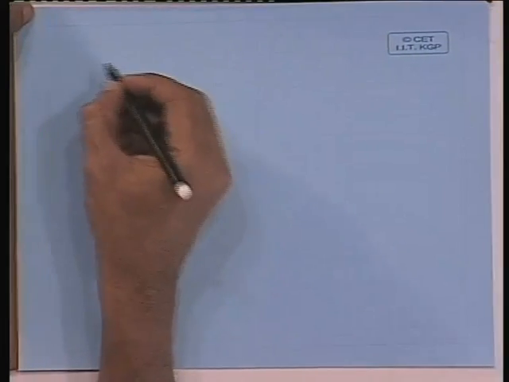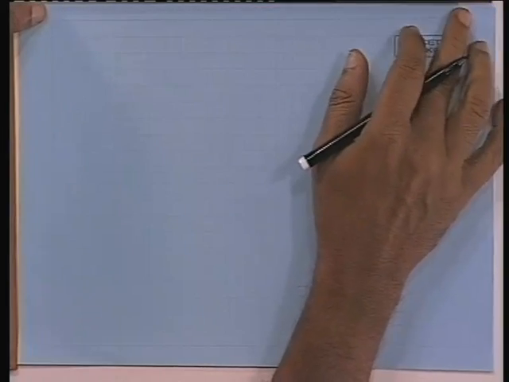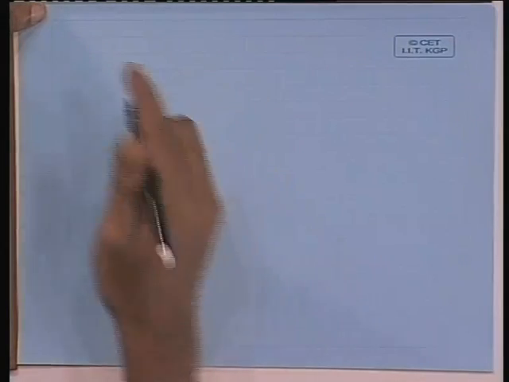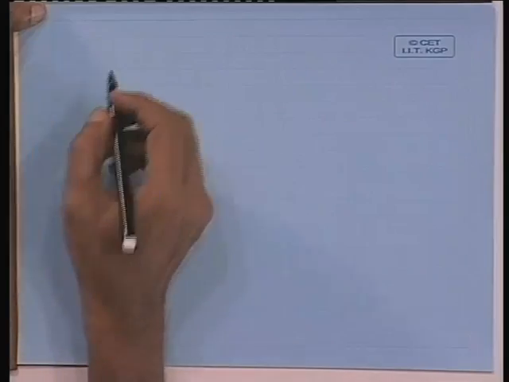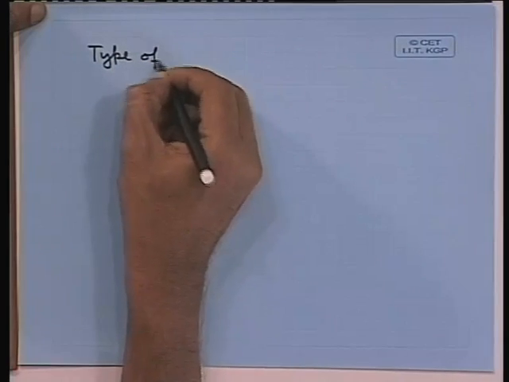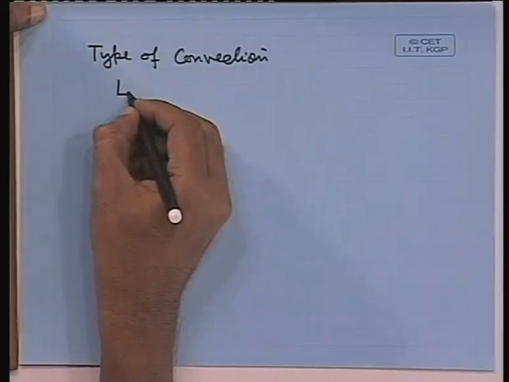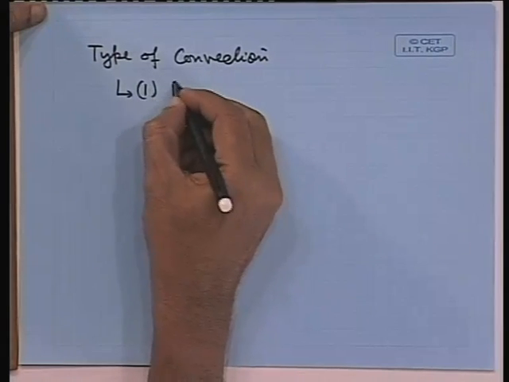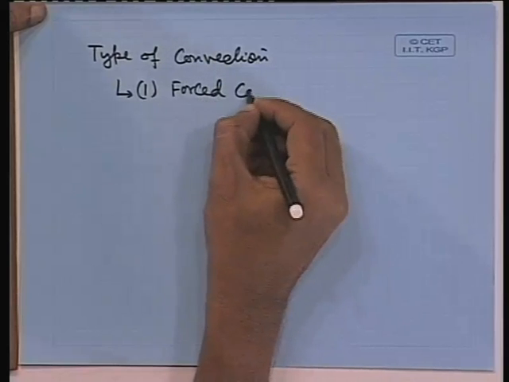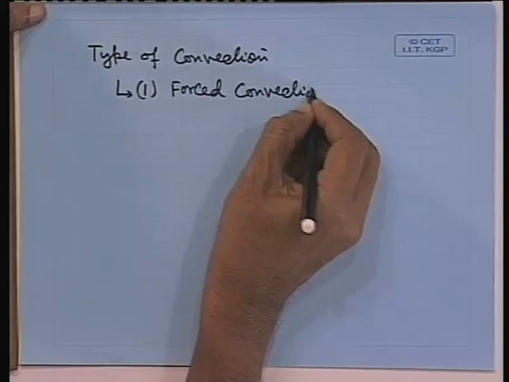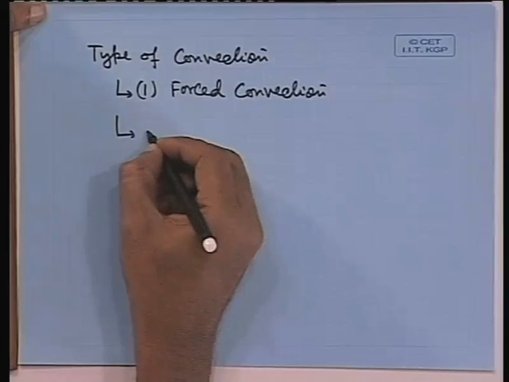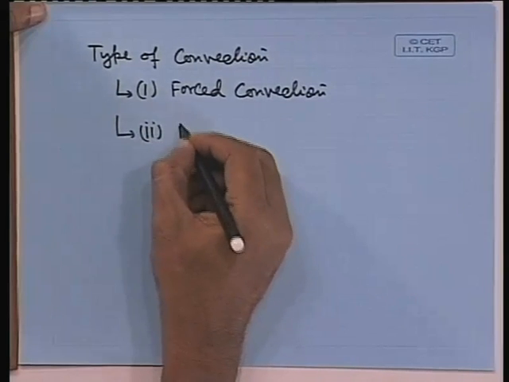Now, let us see what are the different situations just to have some idea. h or Nusselt number, or let us say convective heat transfer coefficient, depends on the type of convection. So, generally there are two types of convection. One is your forced convection, and another is your natural or free convection.